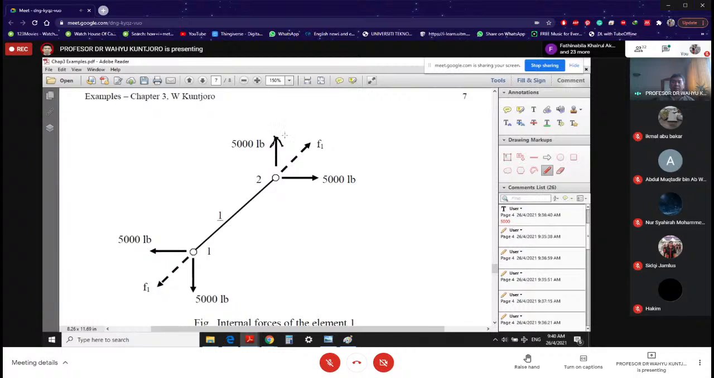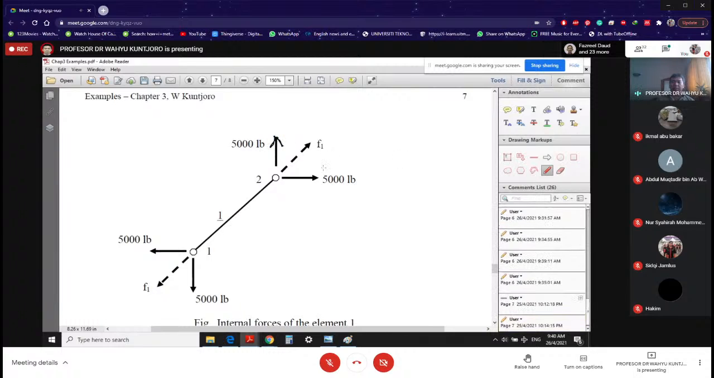And you can get your resultant. So this is your resultant F1. How to calculate the resultant F1 is, of course, going to be the square root of 5,000 squared plus 5,000 squared. So that is going to be your F1.